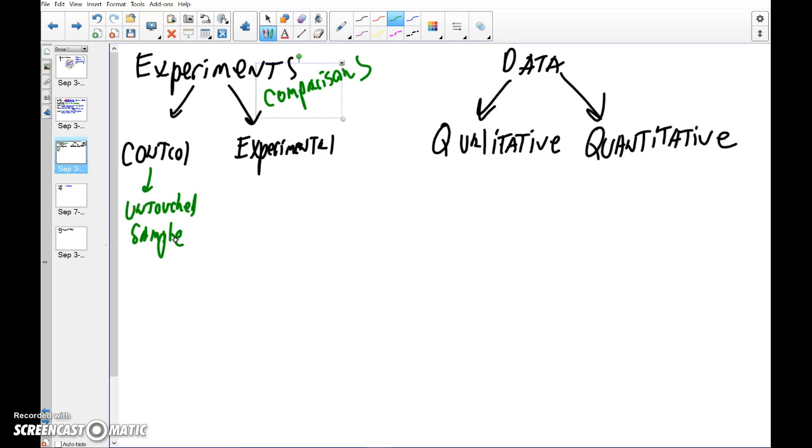So if I wanted to know if eating peanut butter would make people stronger, my control group would be people that don't eat peanut butter. If I wanted to know if eating bread made people gain weight, people who don't eat bread are my control. Your control is your untouched sample. It is a group in an experiment where nothing is done to them.